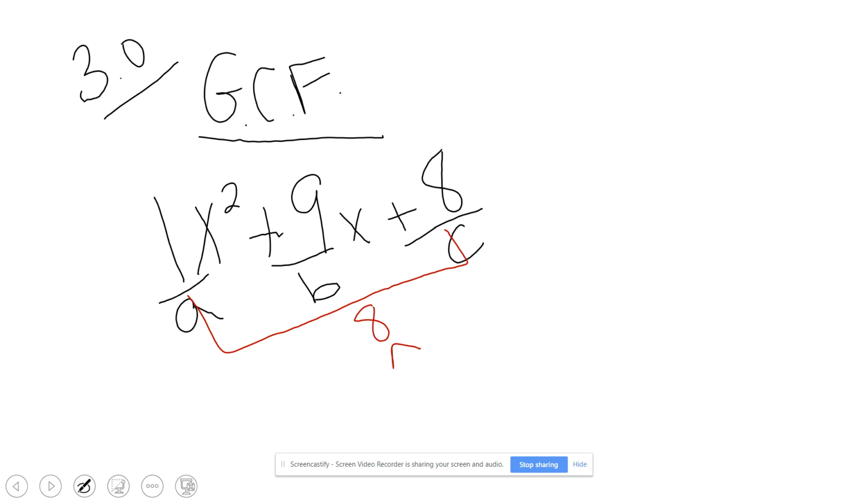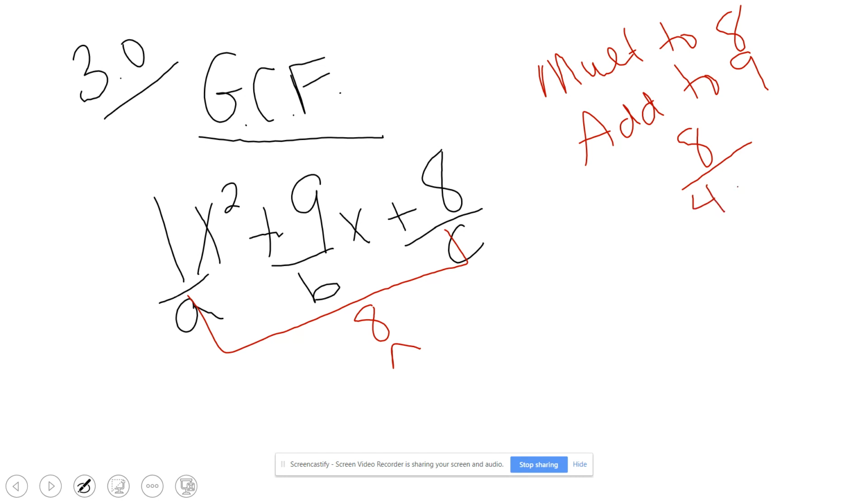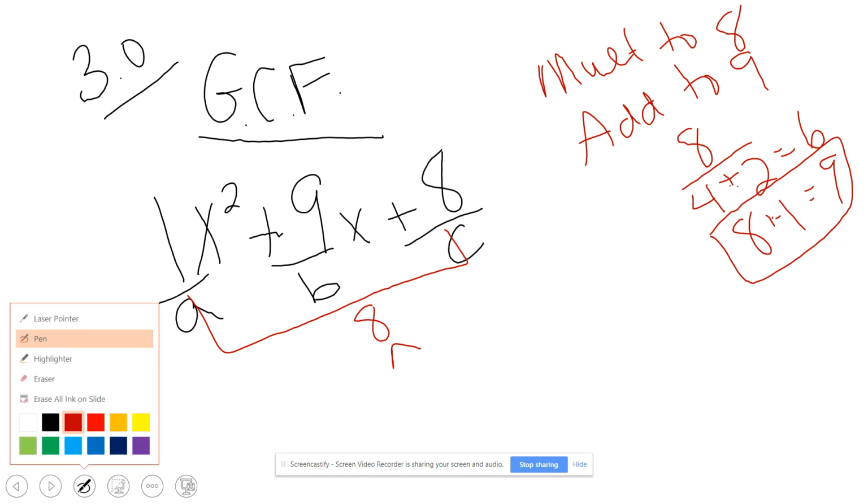Now, I need two numbers that multiply to 8 and add to the middle term 9. So multiply to 8, but add to 9. So our factors of 8 are 4 and 2, or 8 and 1. If I add 4 plus 2, I get 6. 8 plus 1 is 9. So 8 and 1 are the two factors that we're going to use to start factoring our problem.